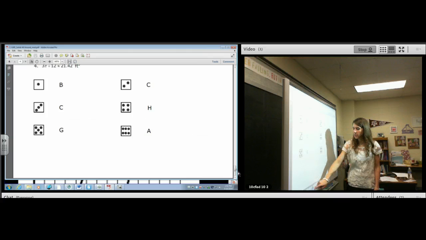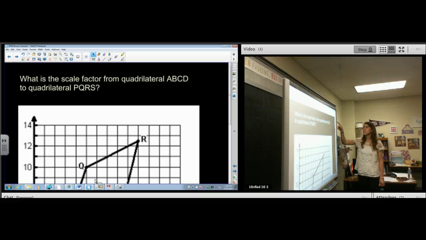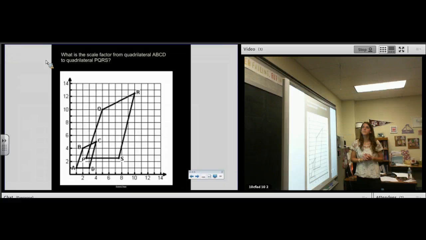Okay, whiteboards. You can do this on paper, or you can do this on whiteboards. What? The answers to this. Yes, can we do that at the end? Yes, thank you. Okay.